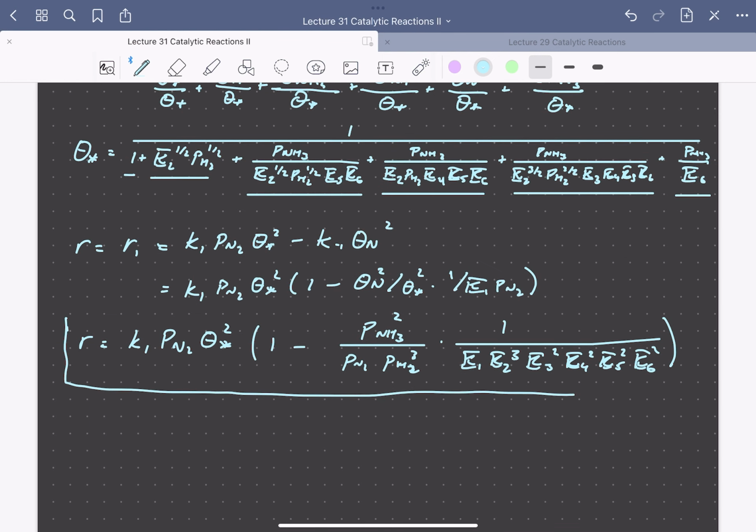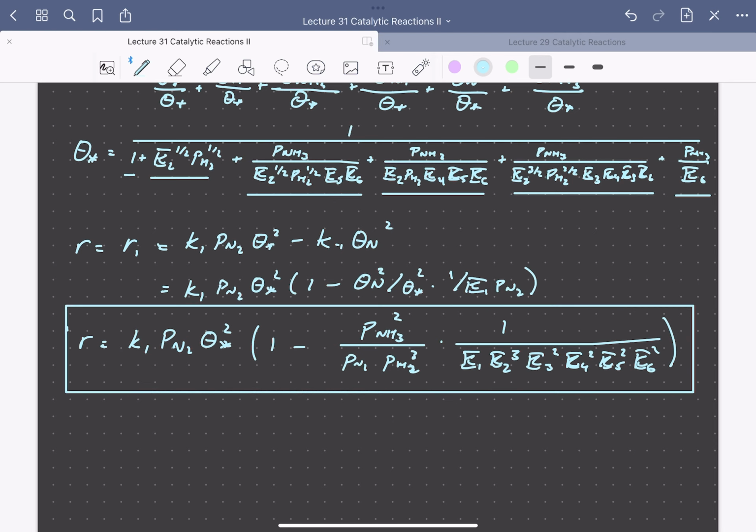This is all in terms of measurable quantities, and we have an expression for the vacant site coverage in terms of measurable quantities. And so in the next video, we'll talk about how we can express this term on the right side of our equation in terms of the approach to equilibrium of the overall reaction.